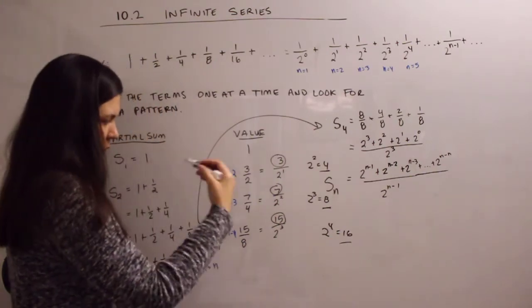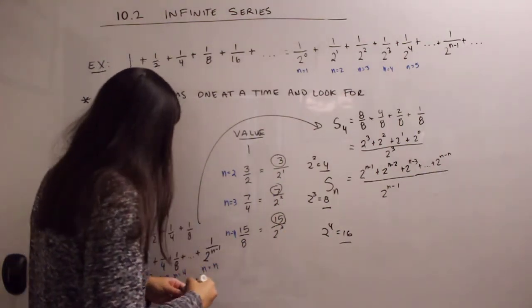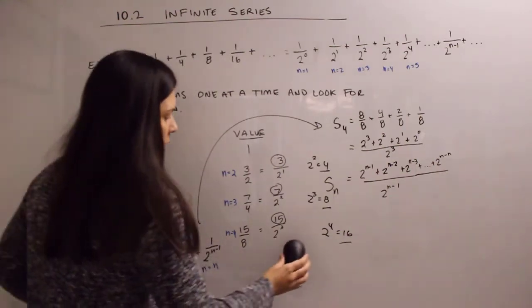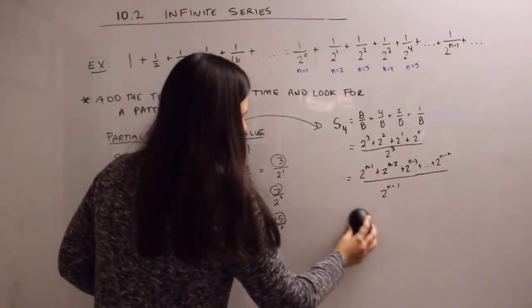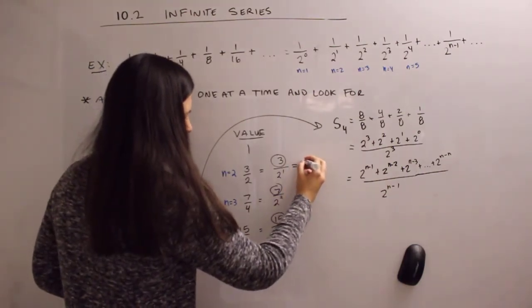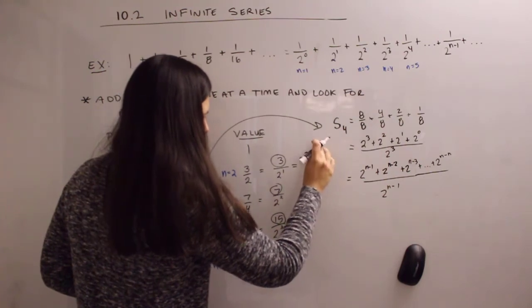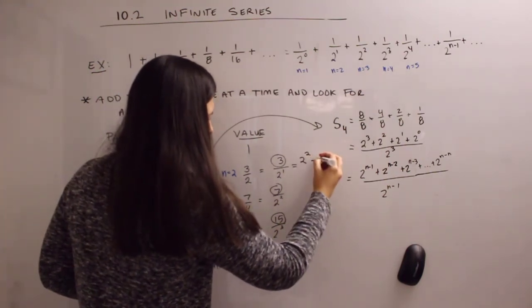So now what we're seeing is this, let me see if I could squeeze it in here actually. Let's erase this. I'm going to erase that s sub n as well. This is 2 to the second power minus 1.